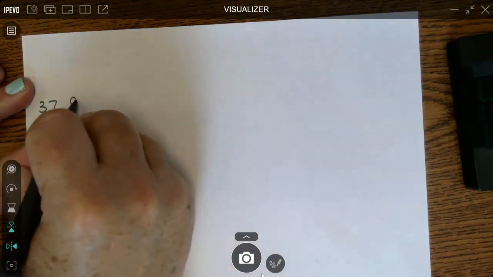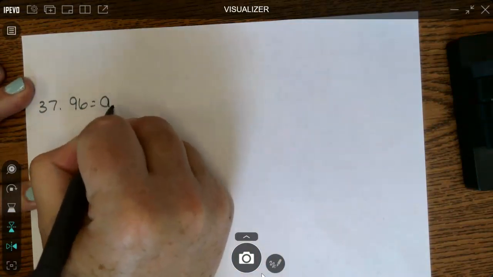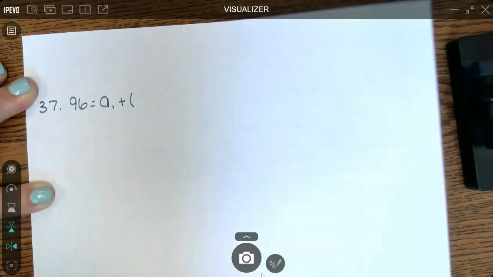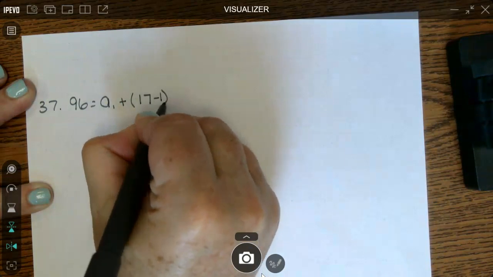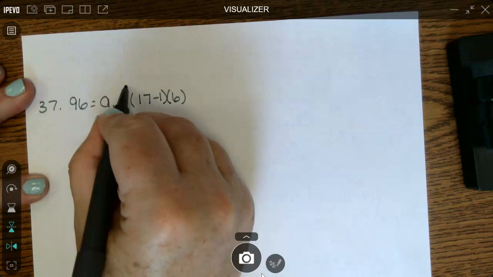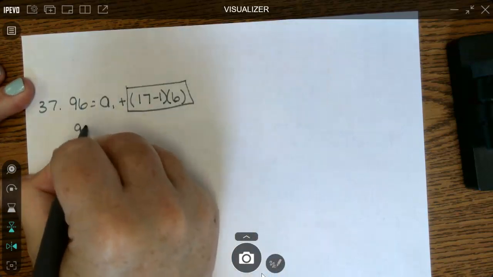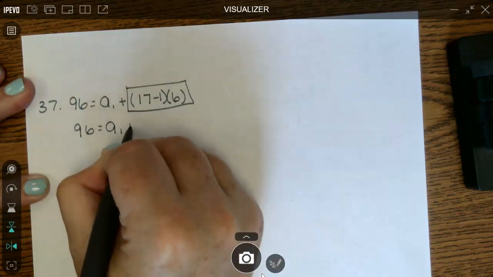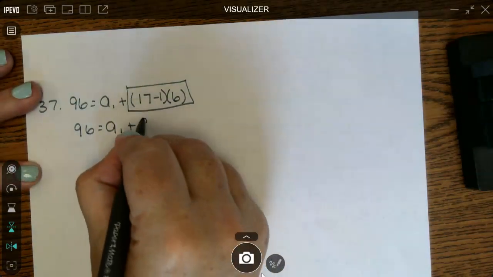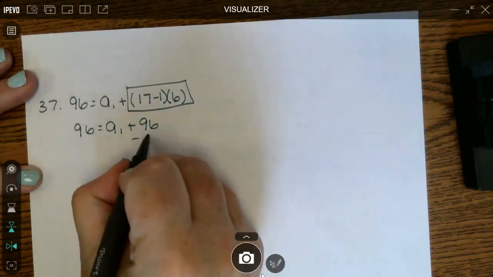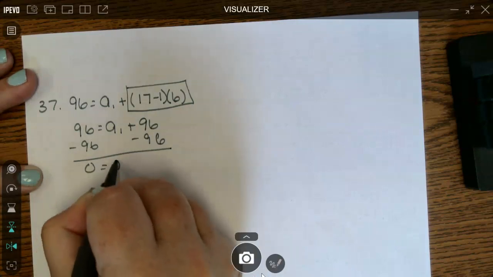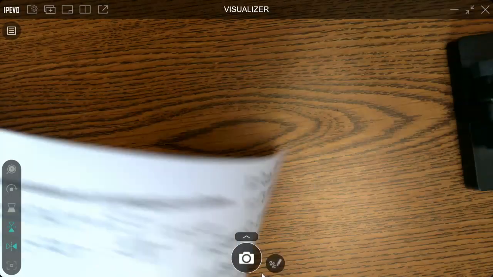So 96. We don't know what a_1 is. Plus, now 96 was the 17th term times d. I'm going to put this whole thing in right here. So 16 times 6, and we get 96. And I'm going to subtract 96 over, and I get 0.